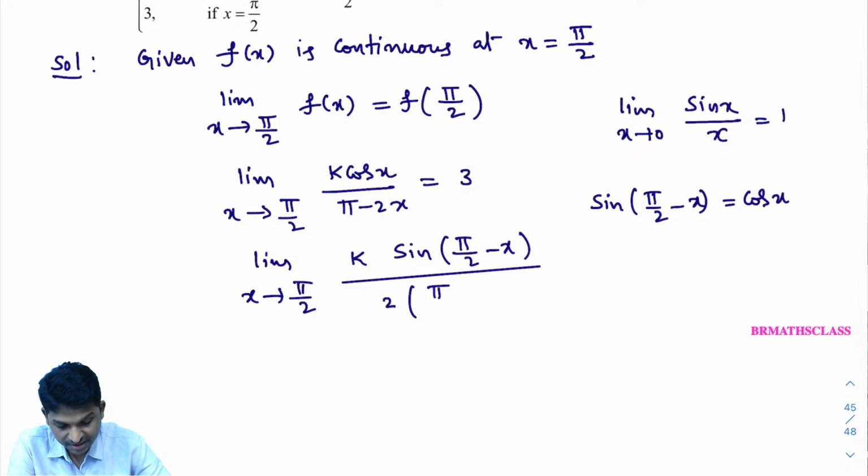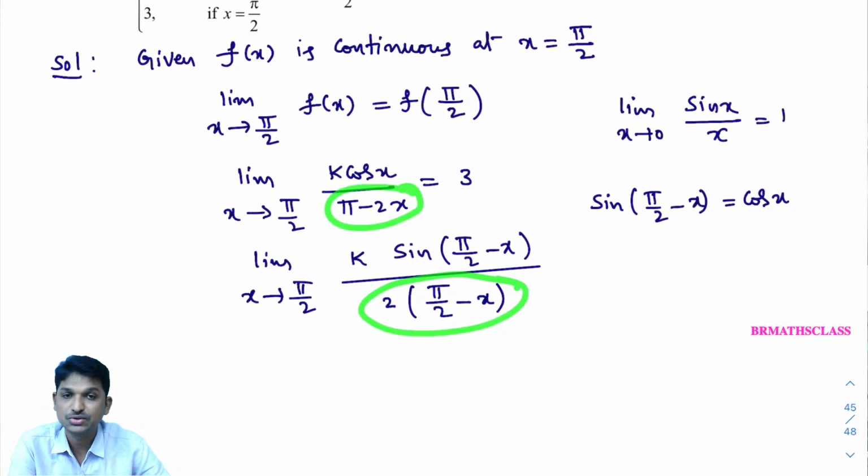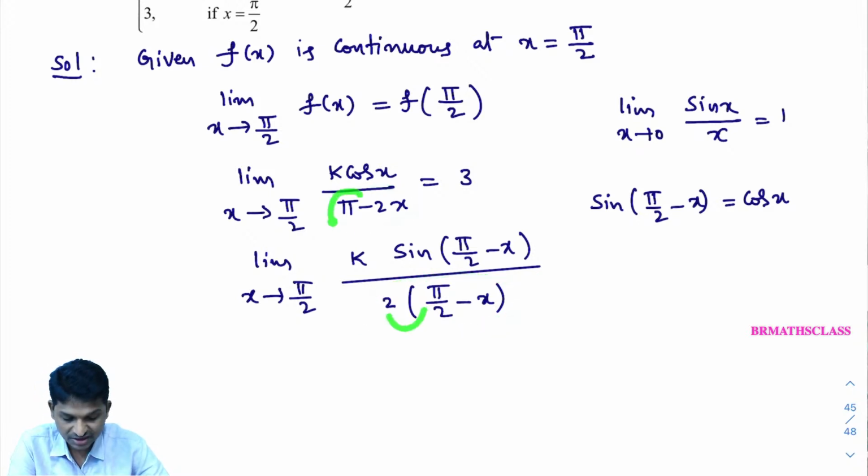This is pi by 2 minus x. You observe here, if you multiply these two, again you will get pi minus 2x only. You observe, 2 into pi by 2 is pi, minus 2 into x is 2x. So what I am trying to say is, if you multiply these two things, again you are going to get this one. In the denominator, I just took 2 common. That equals 3.